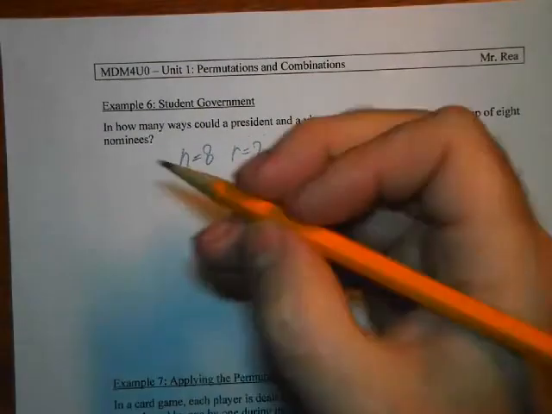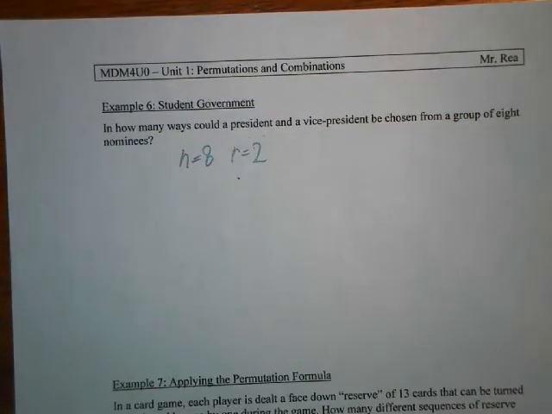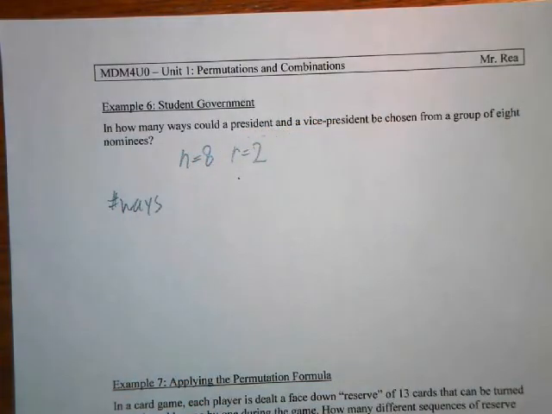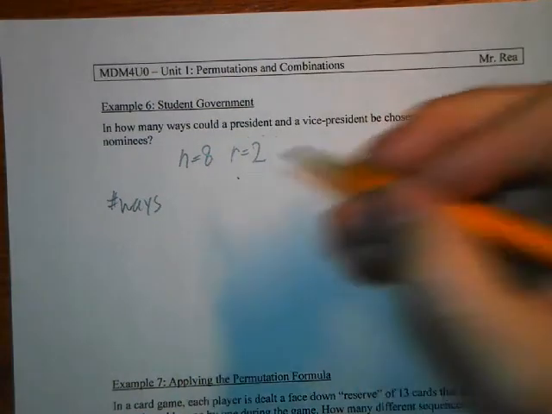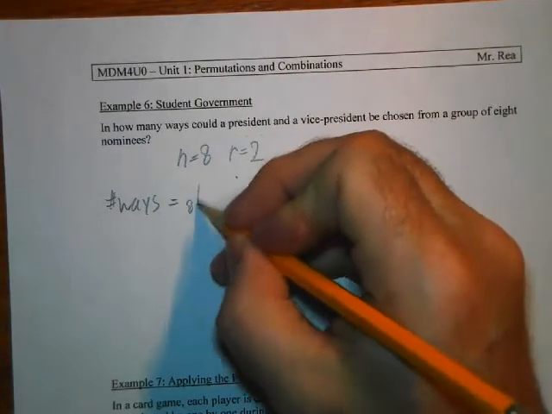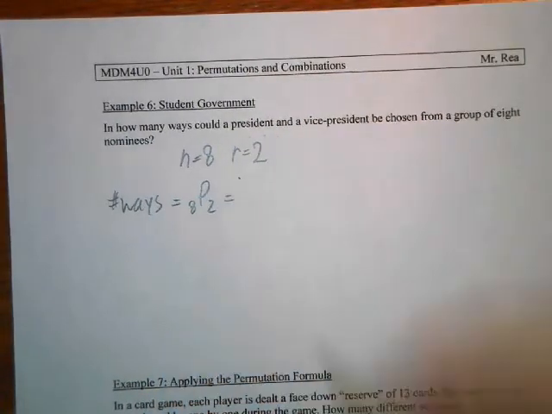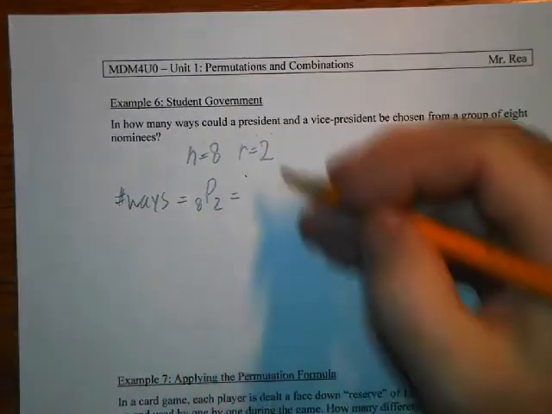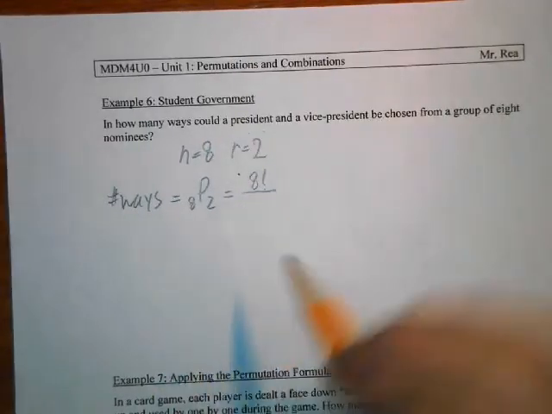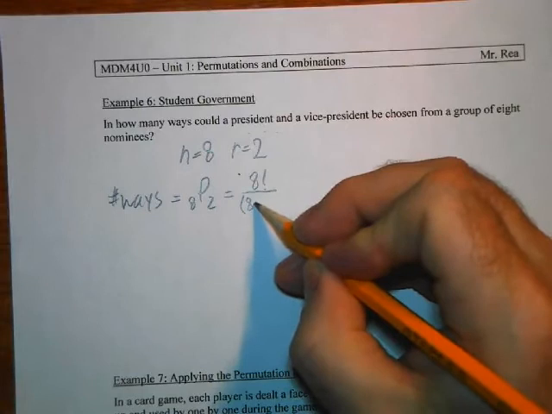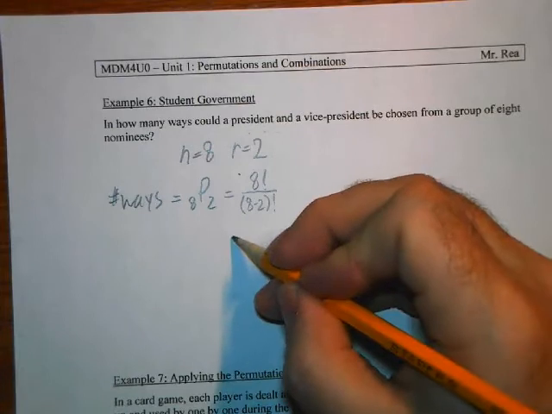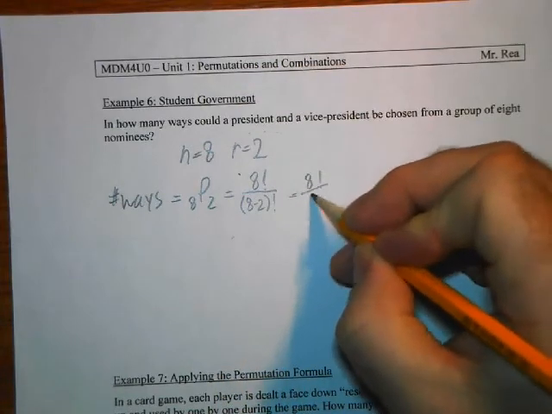So the number of ways of choosing a president and vice president is going to be 8 pick 2. If you remember the formula for that, it is equal to n factorial, which is 8 factorial, over 8 minus 2 factorial, which is 8 factorial over 6 factorial.